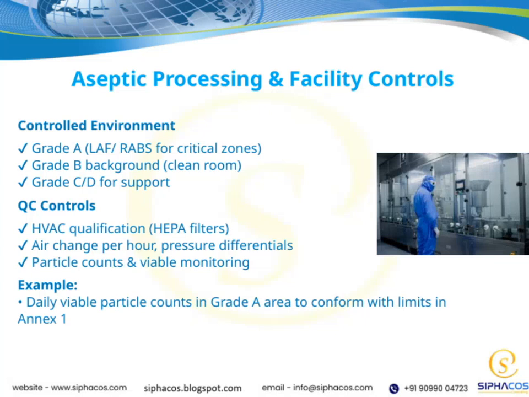Let's take a closer look at aseptic processing and the controls we implement within the facility. First, the controlled environment is crucial for maintaining product sterility. We designate different grades of clean rooms based on their criticality. Grade A, which includes LAF and RABS, is used for critical zones where the actual aseptic operations happen. This is where the highest level of cleanliness is required.